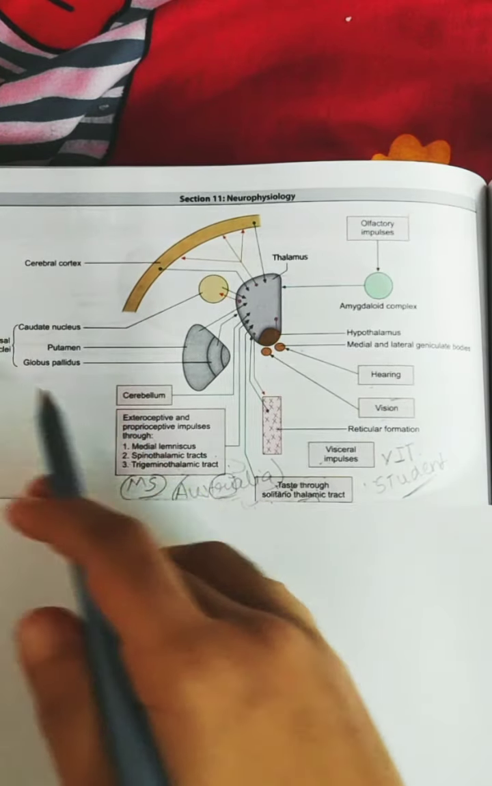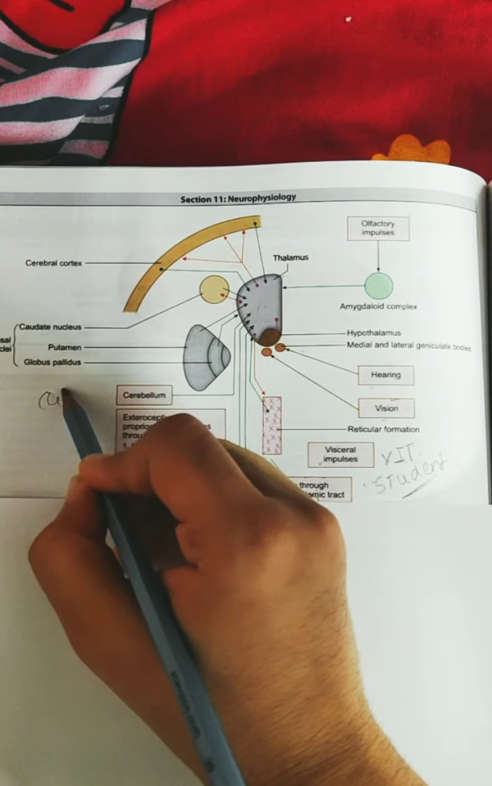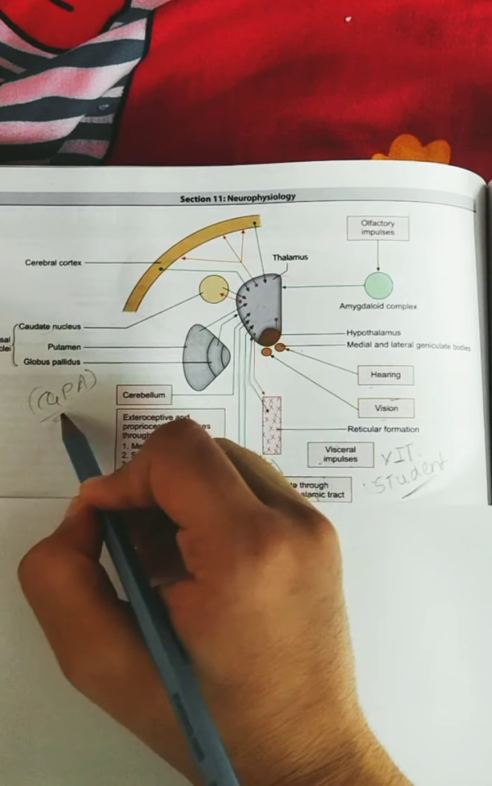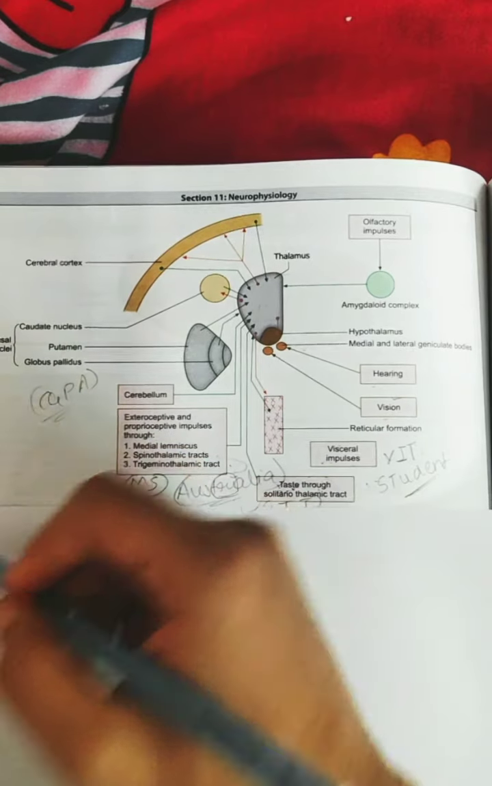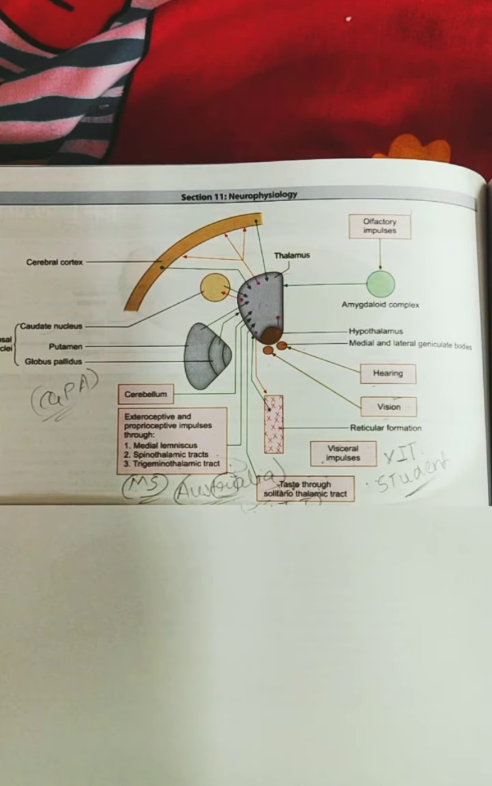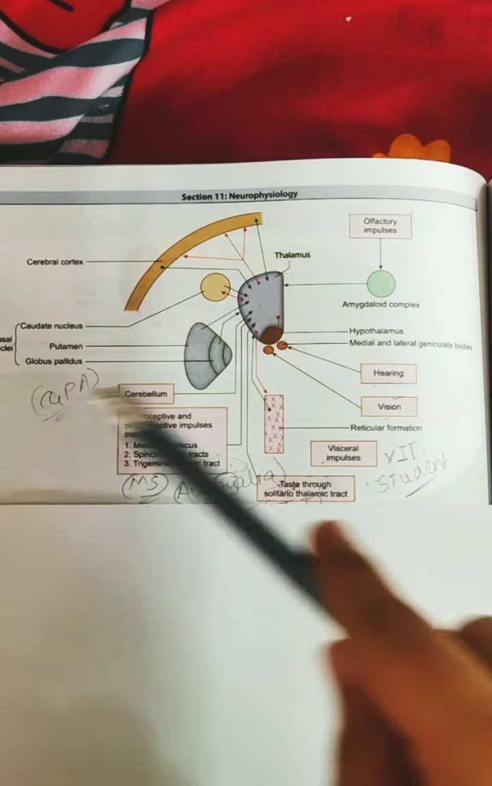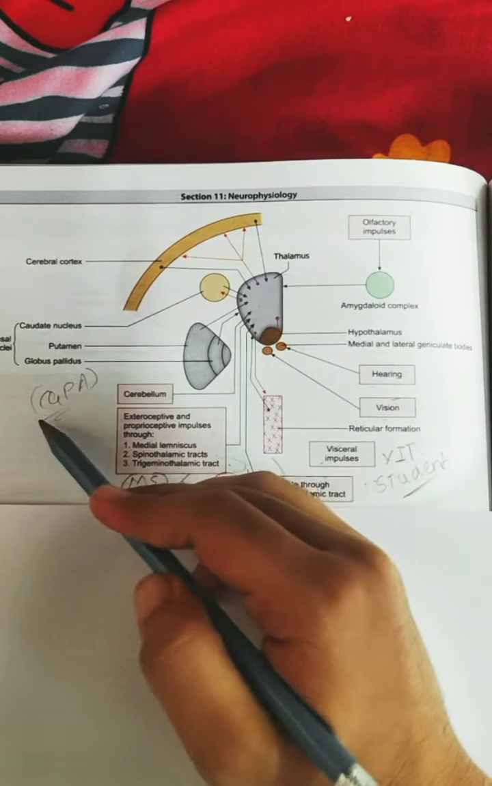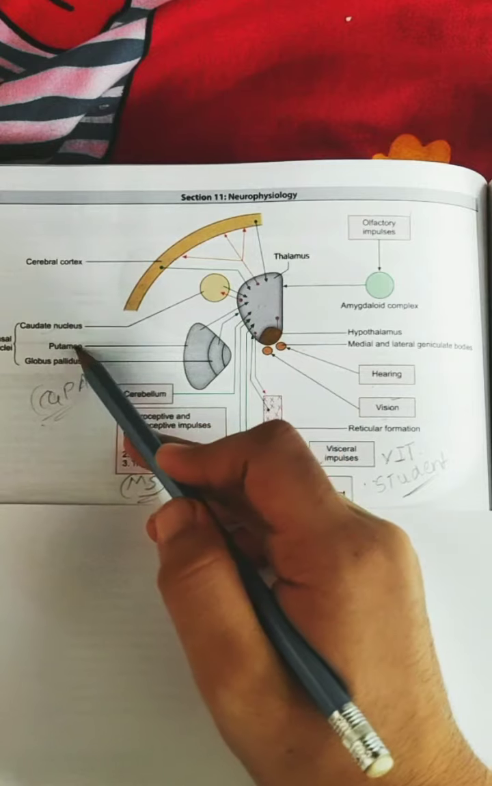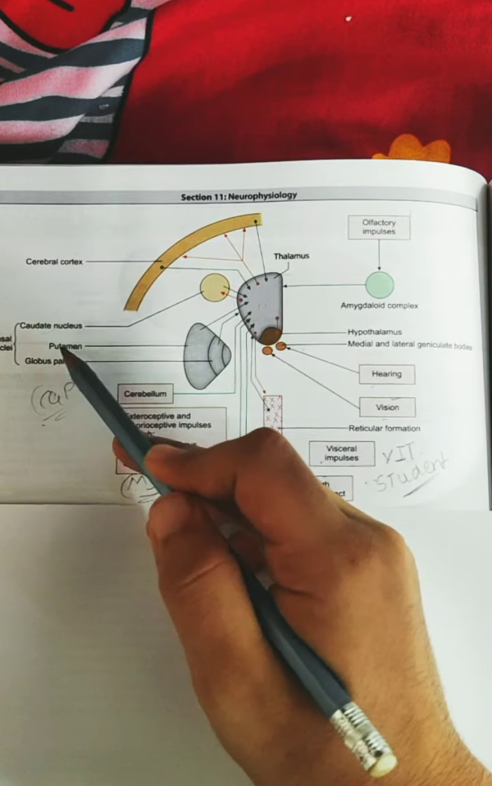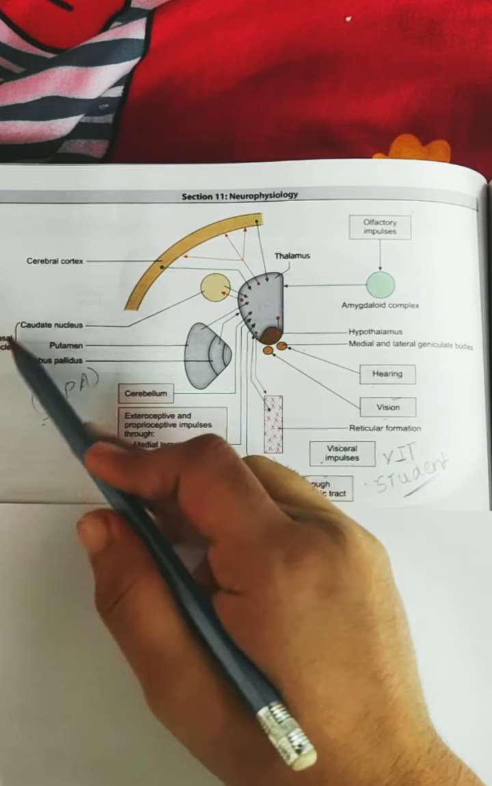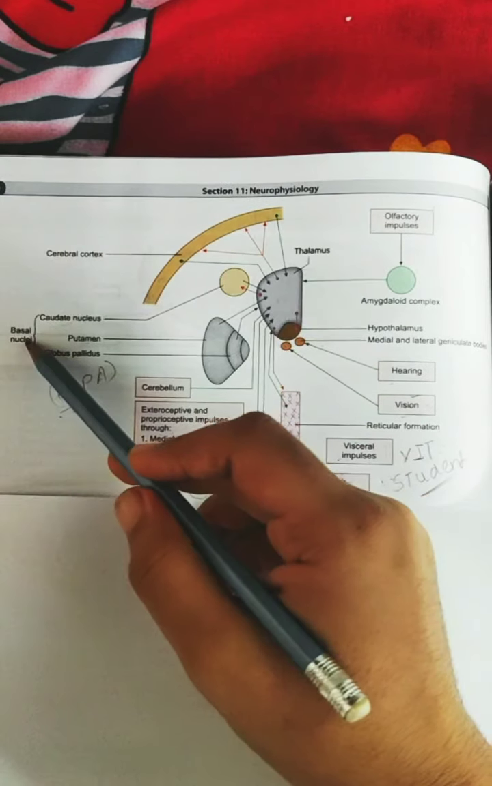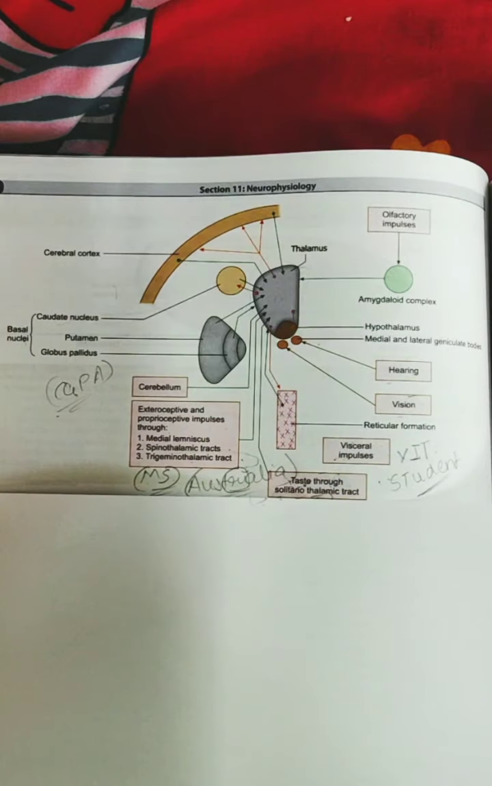So to remember this one, you have to remember it as CGPA. To do all these things, first you have to get a good CGPA in your boards, 10th standard and 12th standard, so that he can study in VIT or he can go further anywhere. So C stands for caudate nucleus, G stands for globus pallidus, P stands for putamen. These are the nuclei of the basal ganglia.